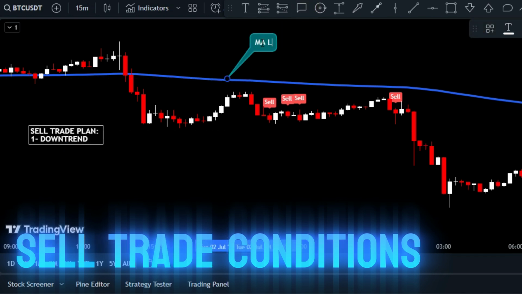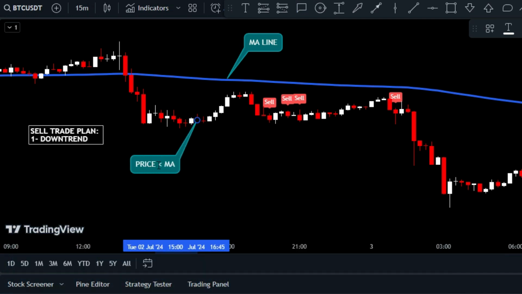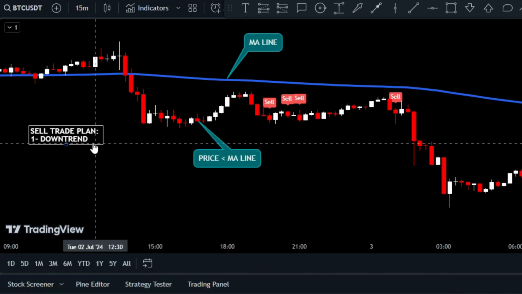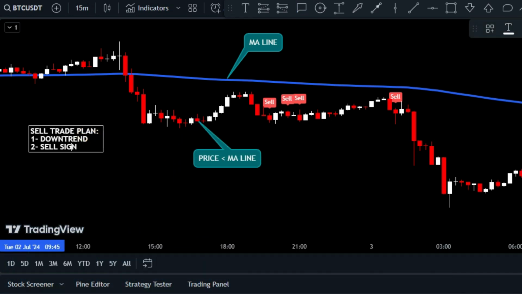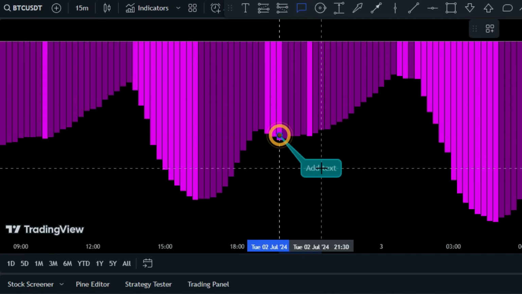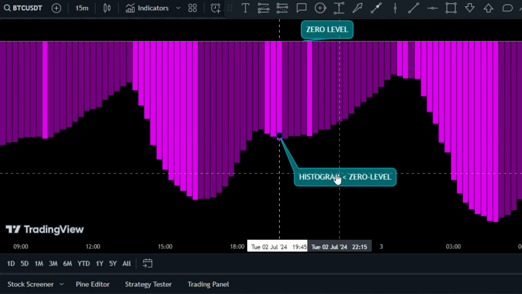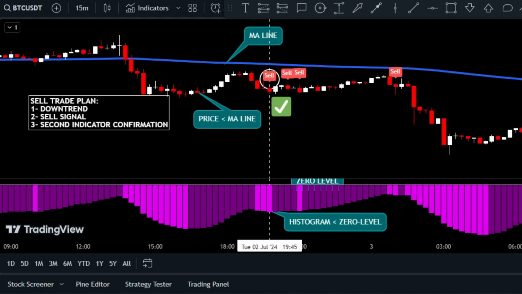Now that we've covered buy trades, let's switch gears and discuss the rules for sell trades. Identify when price candles are below the moving average line, indicating that we're aligned with the downtrend. After that, keep an eye out for a sell signal from the Parabolic SAR indicator, giving you the go-ahead to consider a sell trade. And then confirm that the improved percent price oscillator agrees with the sell signal, with the histogram positioned below the zero line. So once these conditions are met, seize the opportunity and open the sell position.